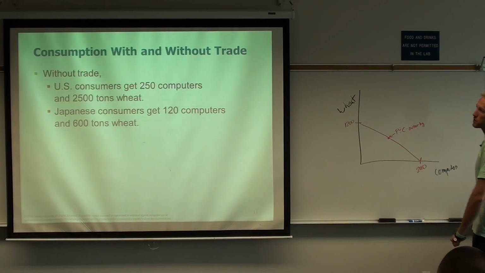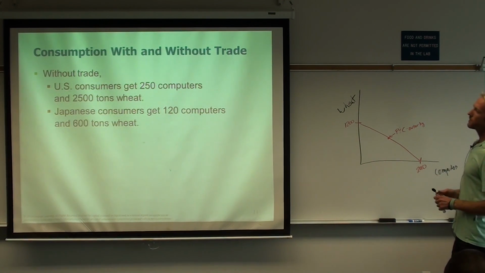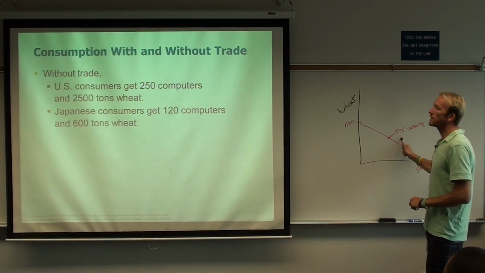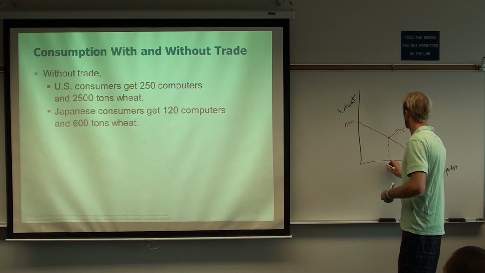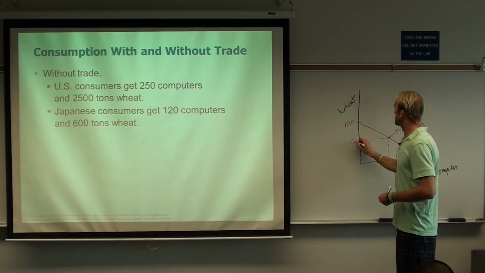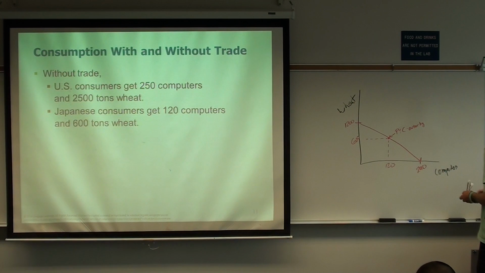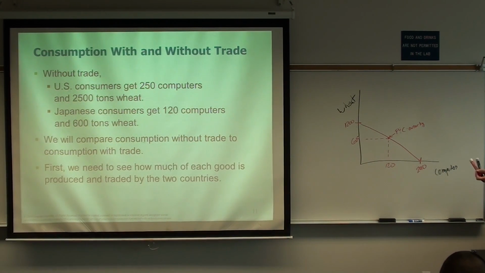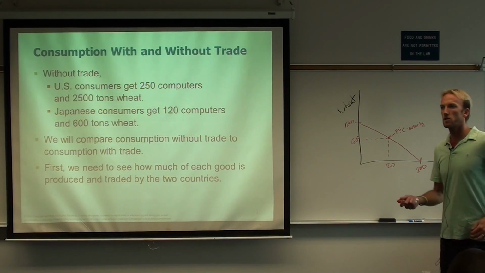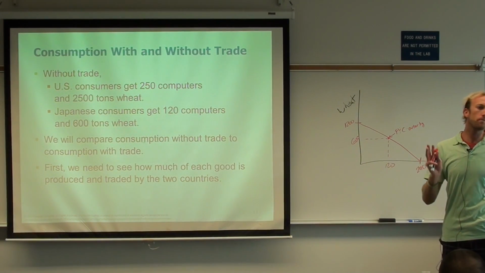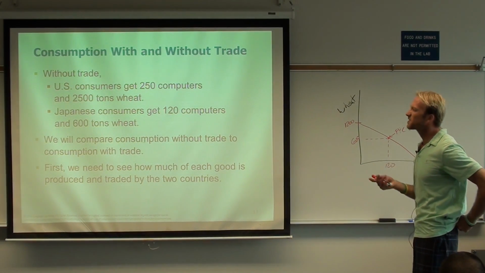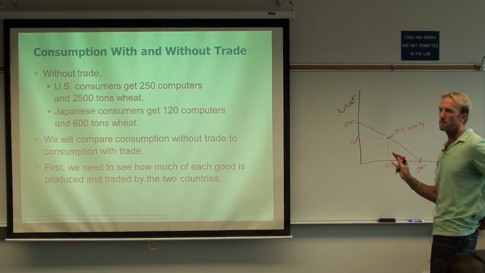So just to review, without the trade, the U.S. got 250 computers and 2,500 tons of wheat. And the Japanese people are here at 120 and 600. That's the autarky solution. And now let's go ahead and compare these solutions to the trading solution. Well, before we do that, we need to ask how much they are going to trade. And this, of course, depends on the preferences of the individuals in the country. However, we'll just make up some for purposes of the example here, okay?